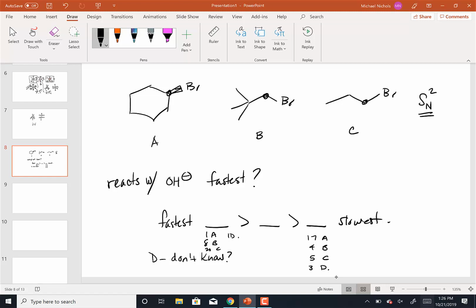I also have a question. Is this the electrophile? Like, what are these molecules? Yes. Okay. These are all the alkyl halides. These are all the electrophiles.